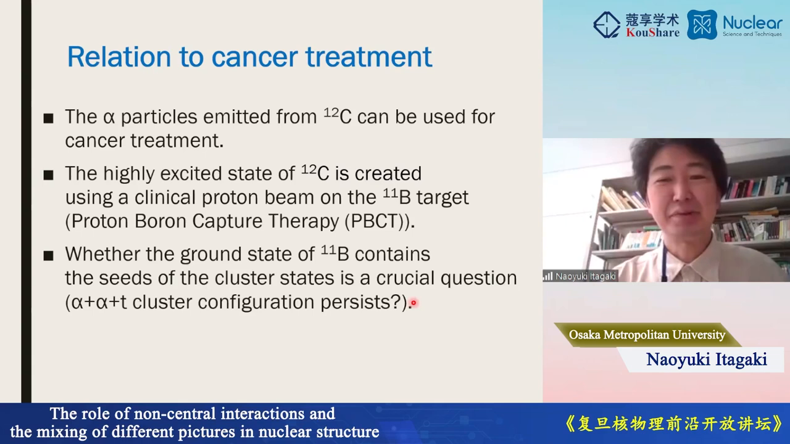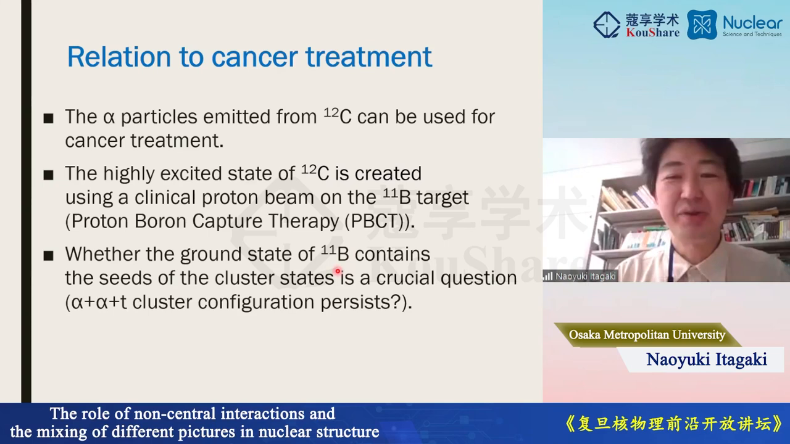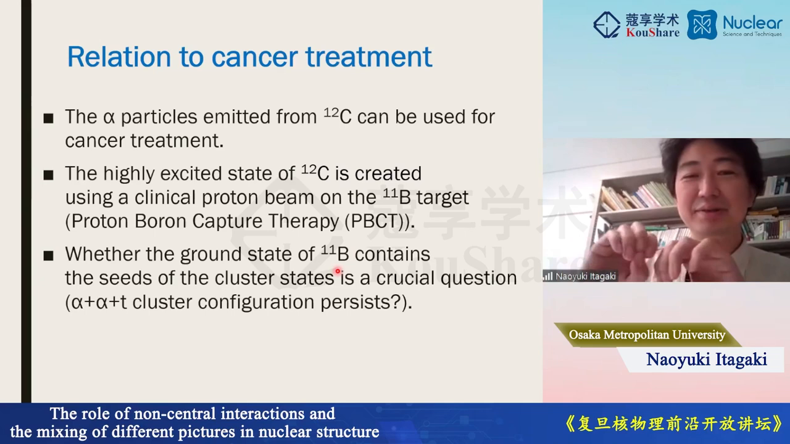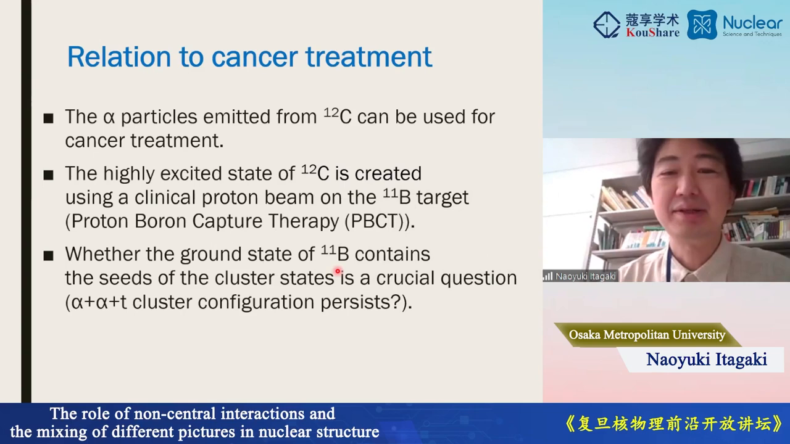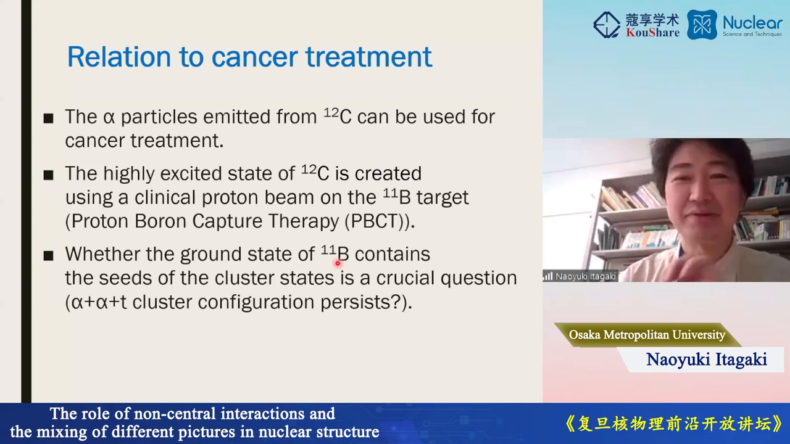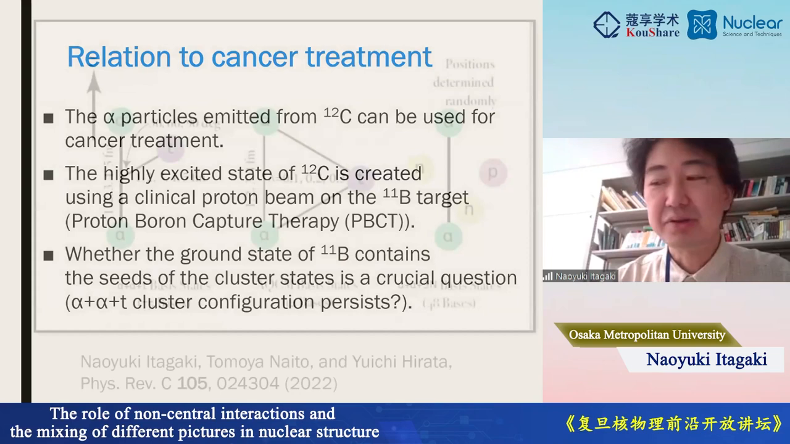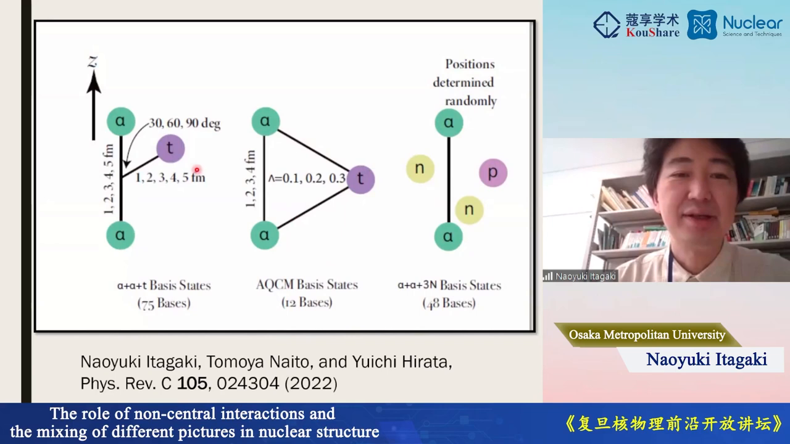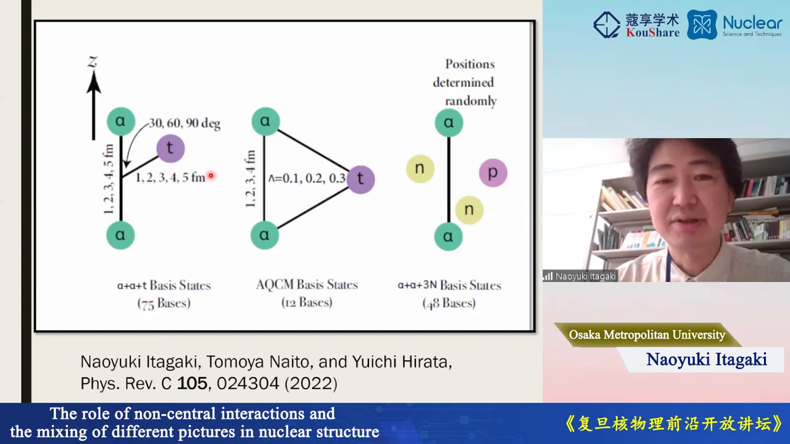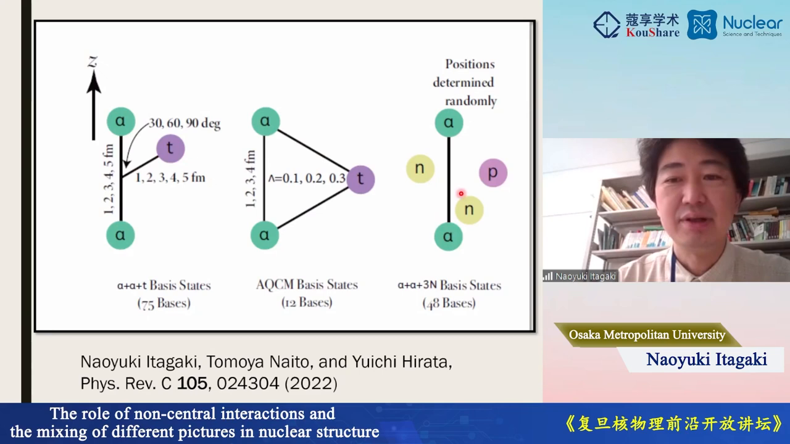But what we would like to say is whether boron 11 is a cluster state or not. Because if boron 11 is really shell model like, even after capturing a proton it doesn't emit alpha particles. So we need some seeds of clustering, the remaining persistence of clustering in the boron 11 ground state, that we would like to calculate. Otherwise, it doesn't emit three alpha particles after capturing a proton. So we calculated boron 11 in this way, and we mixed many different configurations. One is a cluster model, a two alpha plus triton like cluster model wave function, and the next one is our AQCM, a two alpha plus three nucleon model.